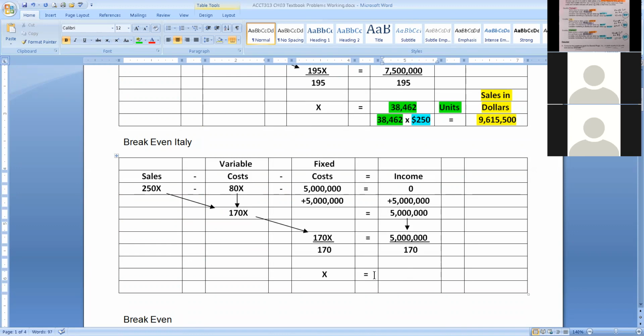So 5 million divided by 170 equals 29,412. So that would be the break even in units.